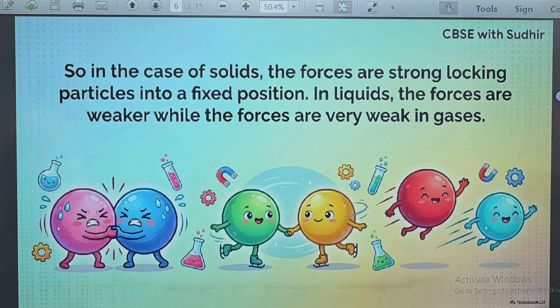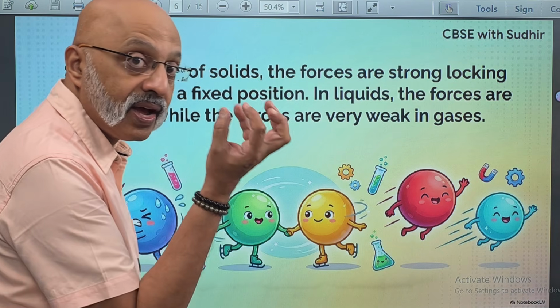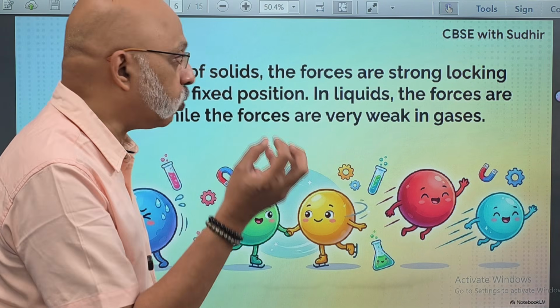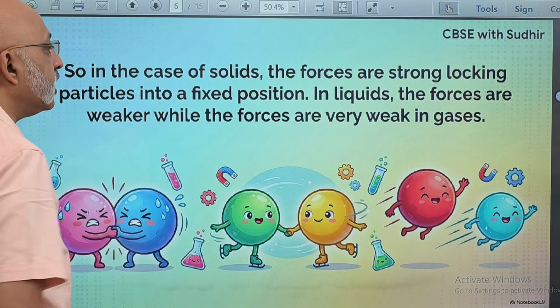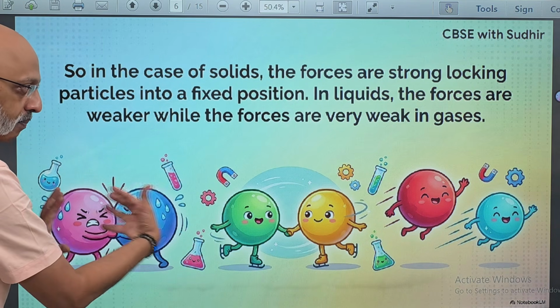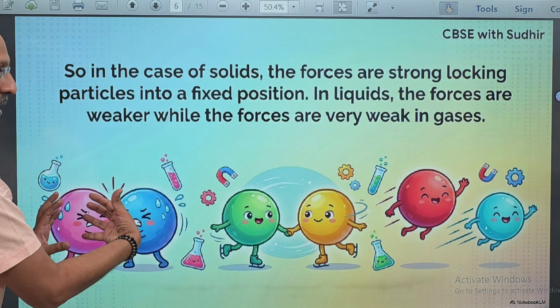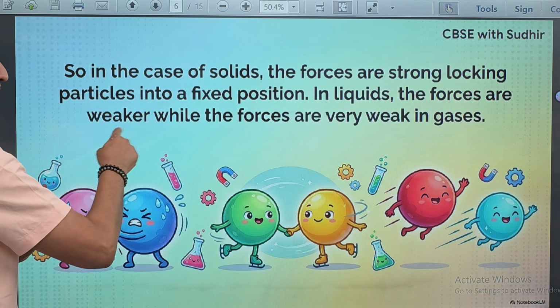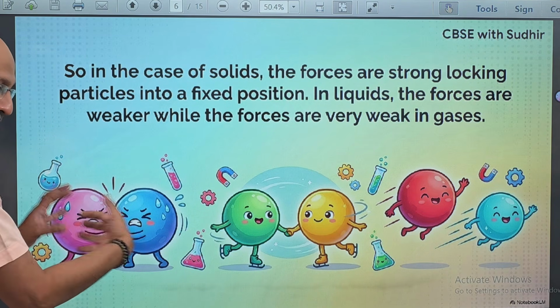In the case of solids, the forces are very strong, which is why they give a definite shape and definite volume, locking particles into a fixed position. Both of them are very close together, right? But in liquids, the forces are weaker. They are not so strongly attached to each other.